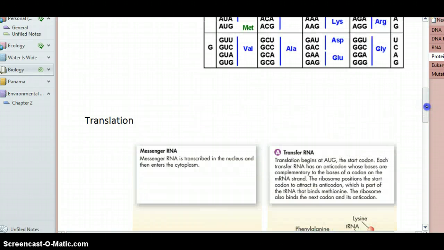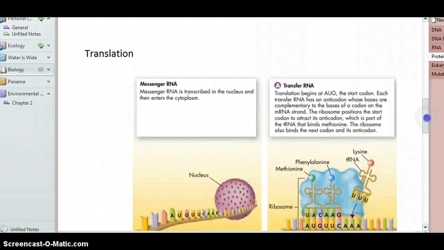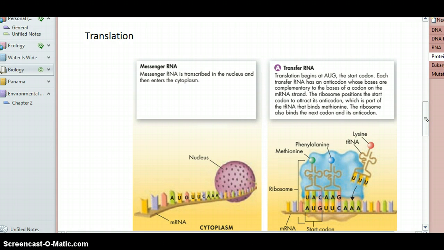All right. But now how exactly does translation happen? Well, first of all, we need 3 types of RNA. We need the mRNA, which contains our codons. We need the rRNA, which is going to comprise our ribosomes. And we need the tRNAs, which are going to carry amino acids to the ribosome. All of those are made through transcription.